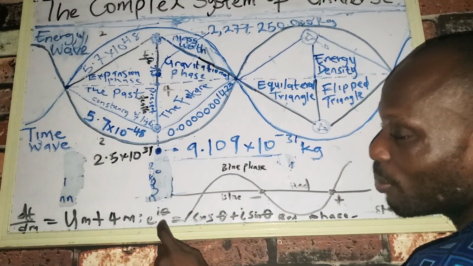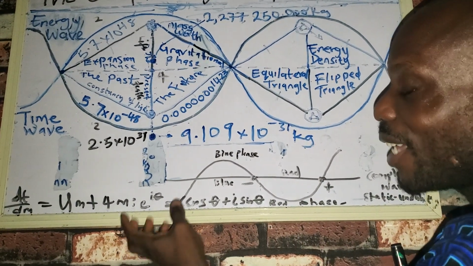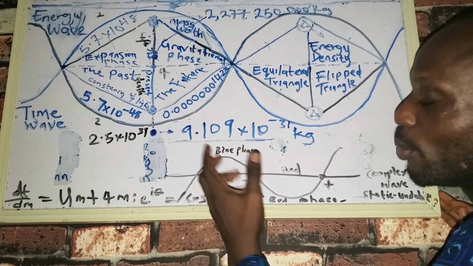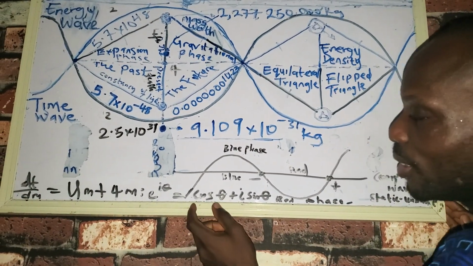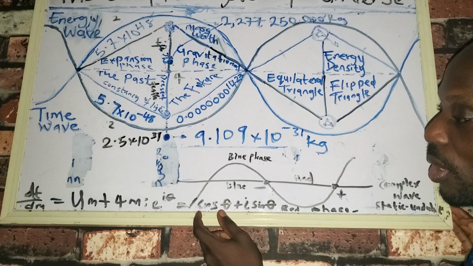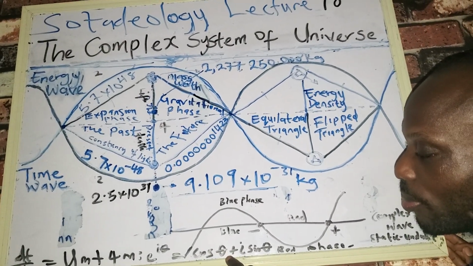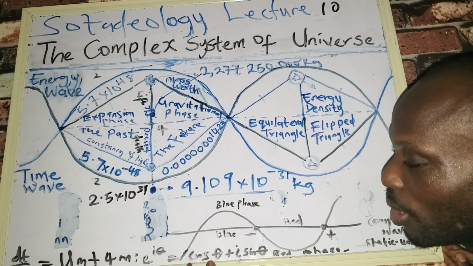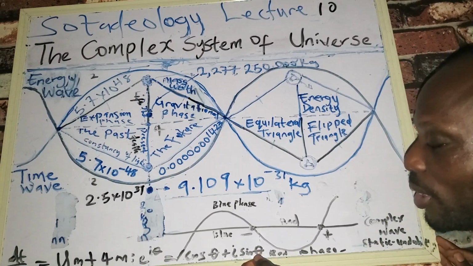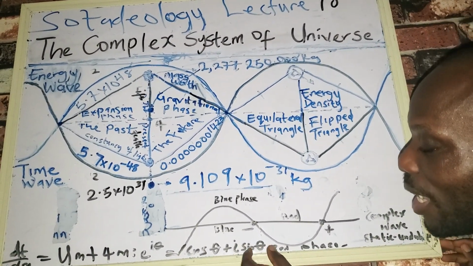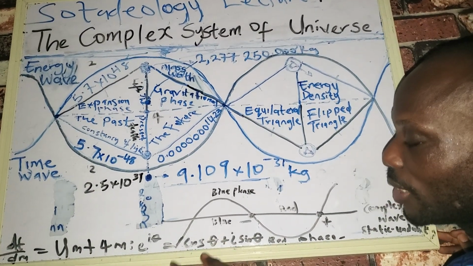I want you to look at this particular e to the i theta as the complex wave, and that complex wave comprises the real wave and imaginary wave. So when we extract the real wave, which is going to be cosine theta, which is going to be cos theta plus i sine theta. The i sine theta is the imaginary wave, cos theta is the real wave.